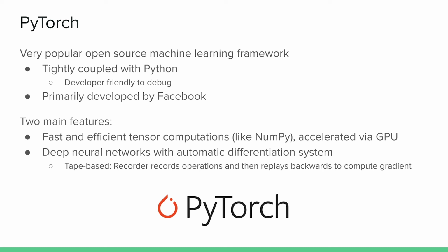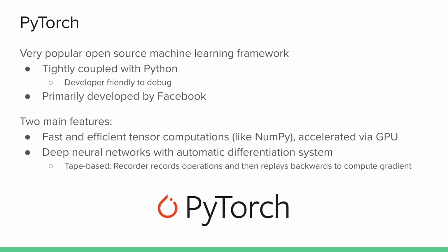The second very popular deep learning framework is PyTorch. It's again an open source machine learning framework that is tightly coupled with Python, therefore the name. It originated from Torch, which I think you programmed in Lua. Given this tight coupling between Python and PyTorch, it's really developer friendly and easy to debug because you can just set a breakpoint and step into the operations of the framework. It's primarily developed by the Facebook AI research team, and it has two main features.